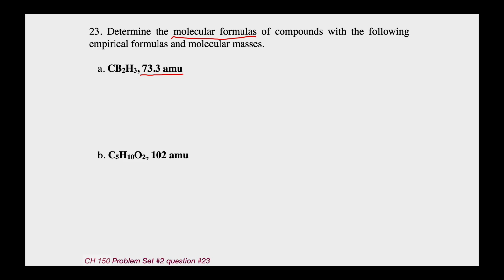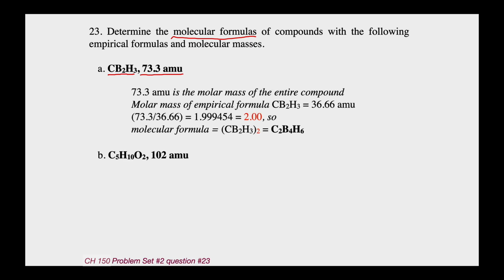We're going to compare that to the mass of this part by itself. So what we're going to do here is add a carbon, 2 borons, and 3 hydrogens together. That's going to give you some number. If that number happens to be 73.3, then the empirical formula and molecular formula are the same. If it's not 73.3, then it's going to be some whole number ratio of 73.3 divided by the actual number. And we're going to use that to find it. Let's look at how this works.